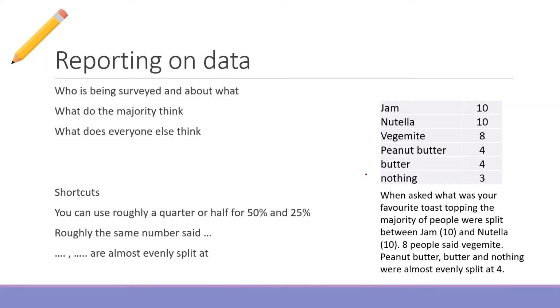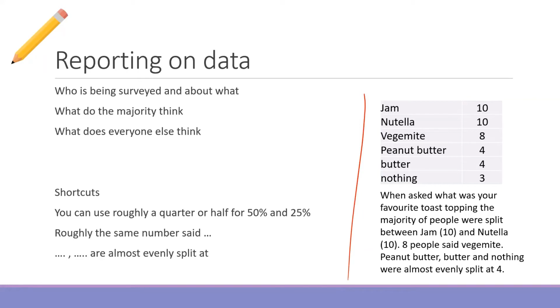So let's talk about what are the important things you need to outline when you report on data. And I don't want you to copy down what's on the right here. I just want you to copy down the left. So who is being surveyed and about what? That's the very first thing you need to talk about when you're reporting on data. Who's being surveyed and about what? Are we surveying children about their favorite anime shows?